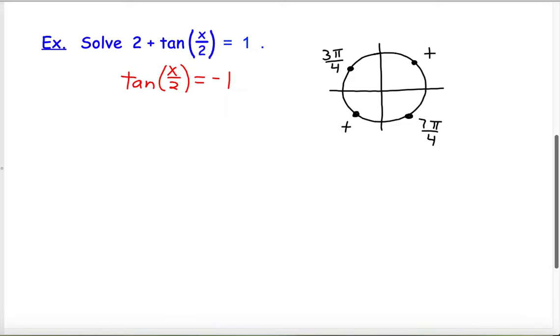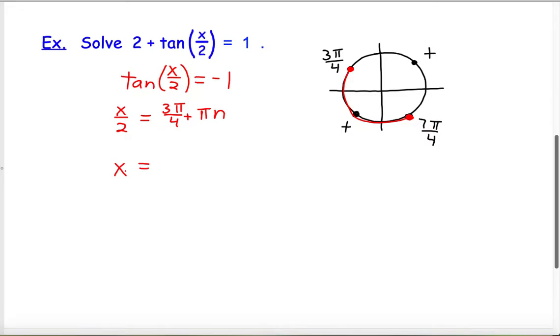So when is the tangent equal to negative 1? So the argument, or the angle, must equal 3 pi over 4 plus, now what's the period of tangent? The period of tangent is just pi. So pi times n. So notice from 3 pi over 4 to 7 pi over 4, that's exactly half a circle away, or half of 2 pi, so pi units away. So we have x over 2 is equal to 3 pi over 4 plus pi n, and now we want to solve for x.